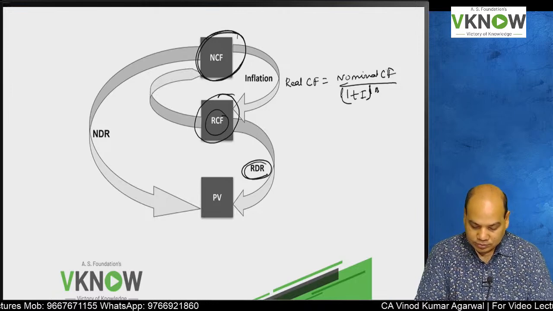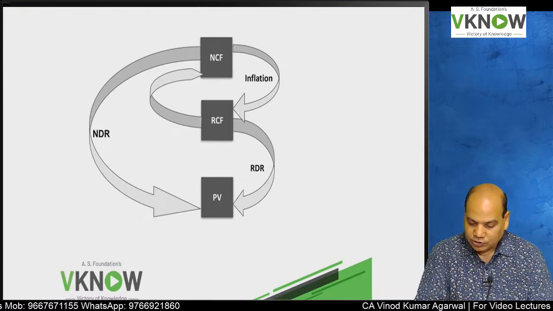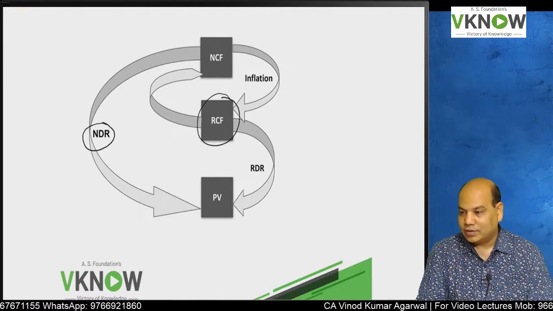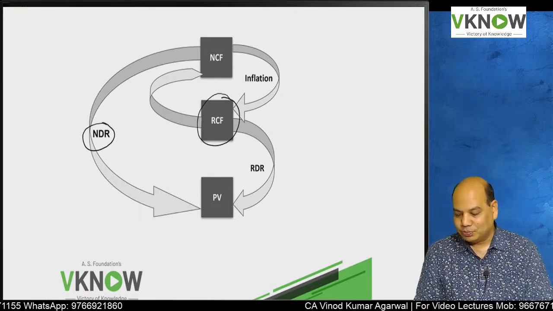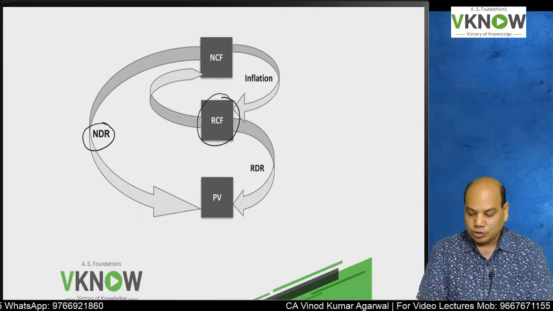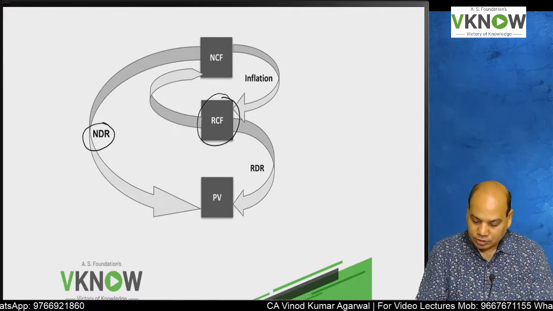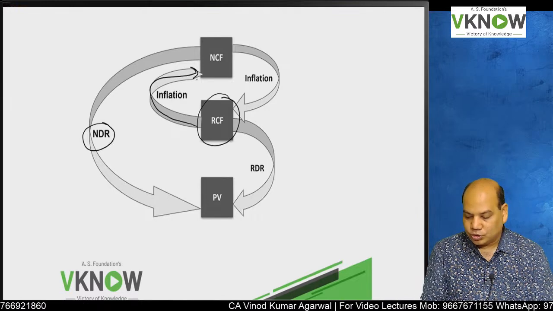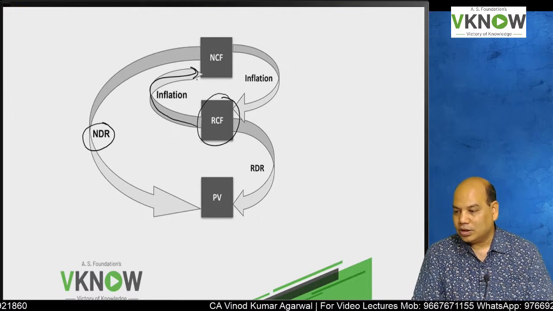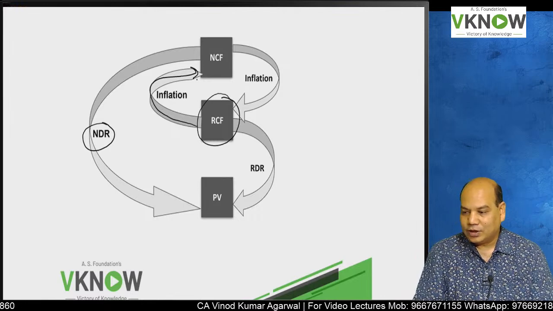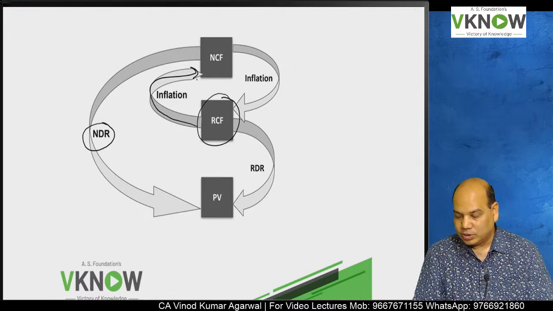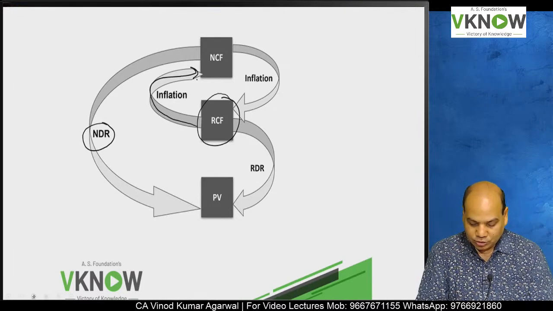One more thing, if real cash flow is given and nominal discount rate is given, now what will you do? You will convert real cash flow into nominal cash flow. You will go from here to here and then you will use nominal discount rate. So you will add the effect of inflation in real cash flow and use nominal discount rate. Is it right? Did you like this diagram?